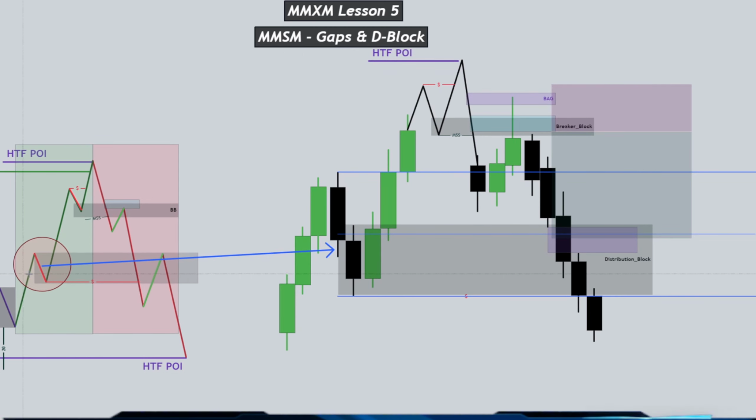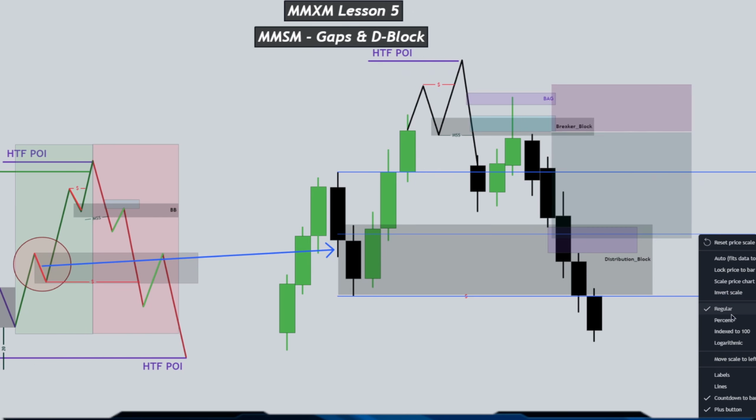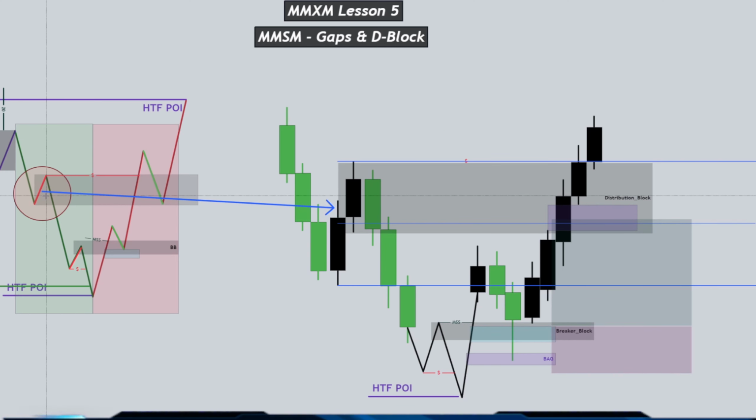So yeah, that is the distribution block. Now the vice versa is true for the accumulation block, which is on a market maker buy model. If I invert it, in the first stage of the market maker buy model, the manipulation or accumulation leg, you will find a fair value gap around that area, and those highest up close candles with the body will be your accumulation block. I was showing the distribution block, the highest down close. So just invert these green colors into black and black into green.